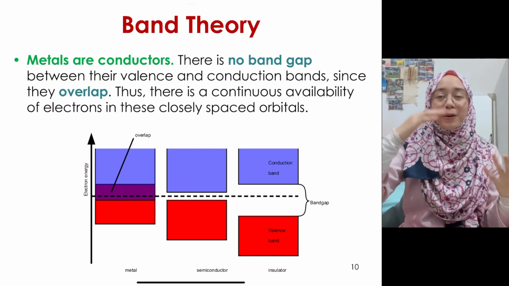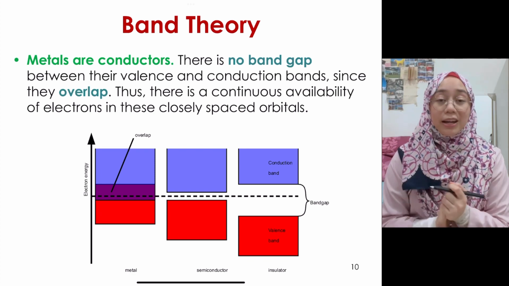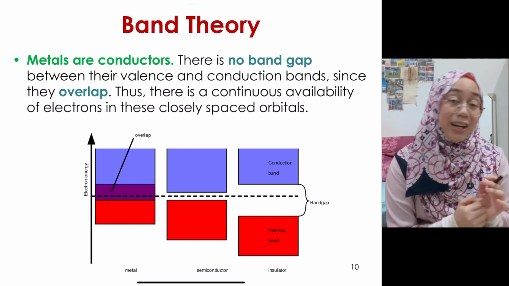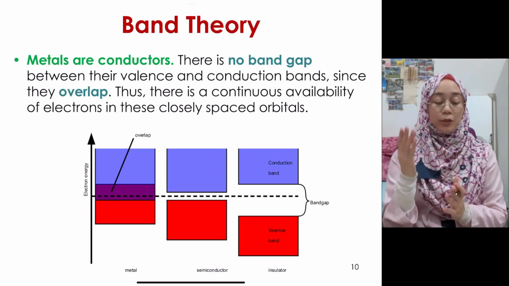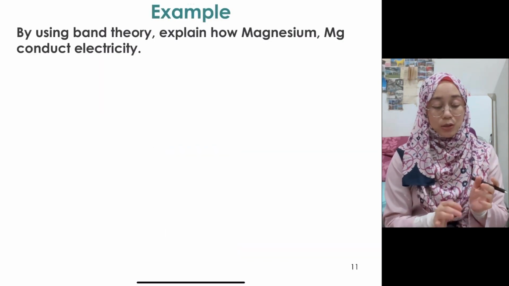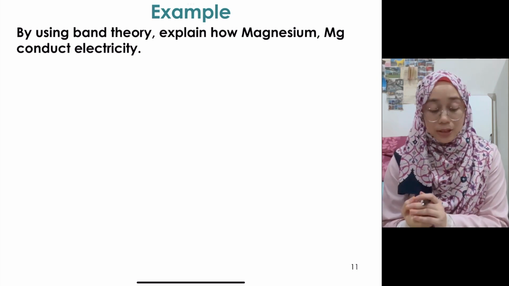Okay, so that's why kalau yang non-metal is usually they are good as insulator. Okay, meanwhile metal kita pula adalah they are good as the conductor, okay. So macam mana kita nak guna band theory ni untuk jawab? So kita terus tengok kepada example lah. Okay, so for example, you are asked to use the band theory to explain how magnesium can conduct electricity.